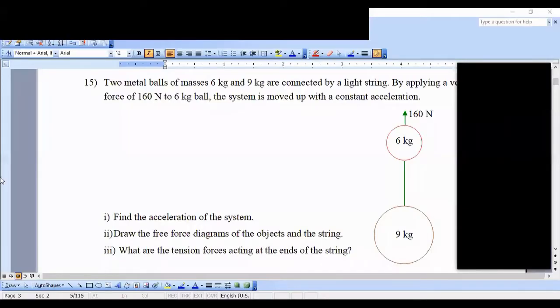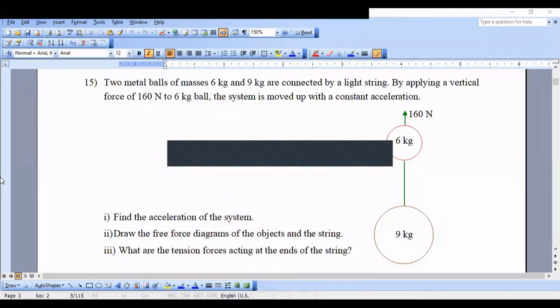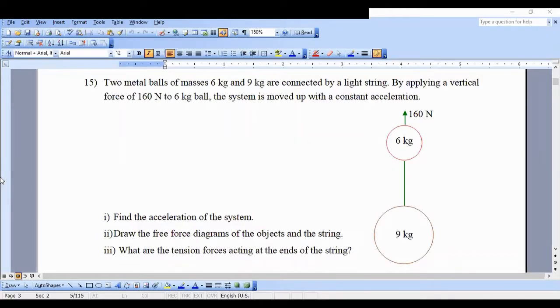Can you see it? Yes, sir. Okay, I'll read the question. Two metal balls of masses 6 kilogram and 9 kilogram are connected by a light string. By applying a vertical force of 160 Newton to the 6 kg ball, the system is moved up with a constant acceleration. The masses of the two objects are 6 kilogram and 9 kilogram. Find the acceleration of the system.